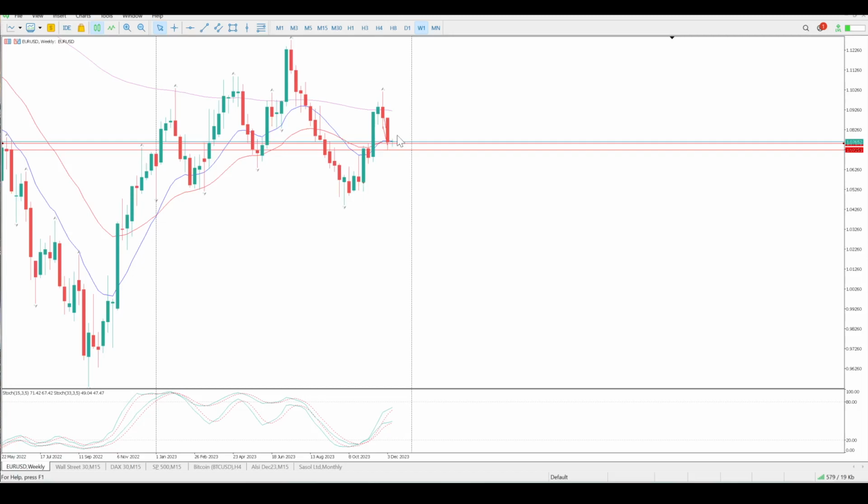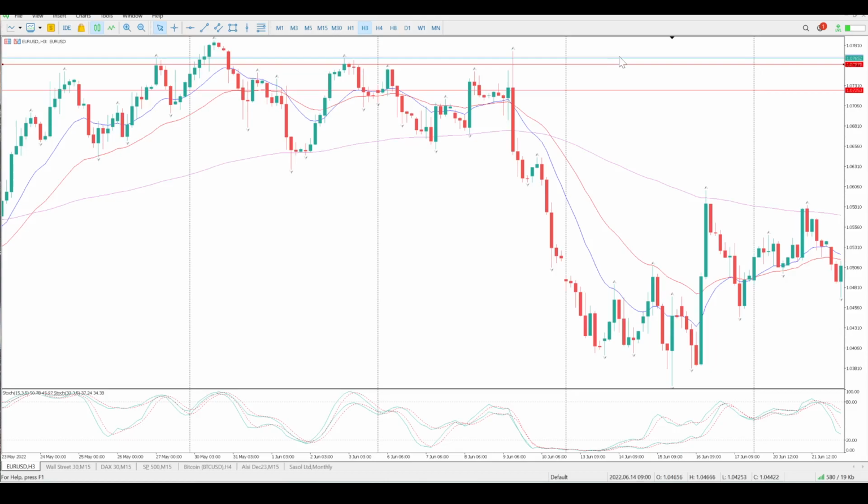We actually don't know which direction we're going to go in. So I suppose we're waiting for the Feds and we're waiting for CPI. That's the two bits of data we're waiting for this week. So at the moment, let's get down to 3 hour.